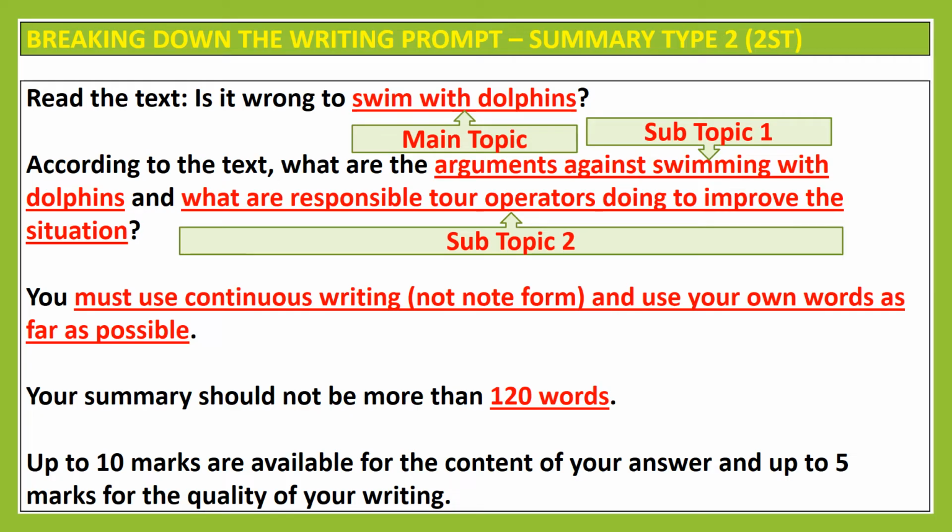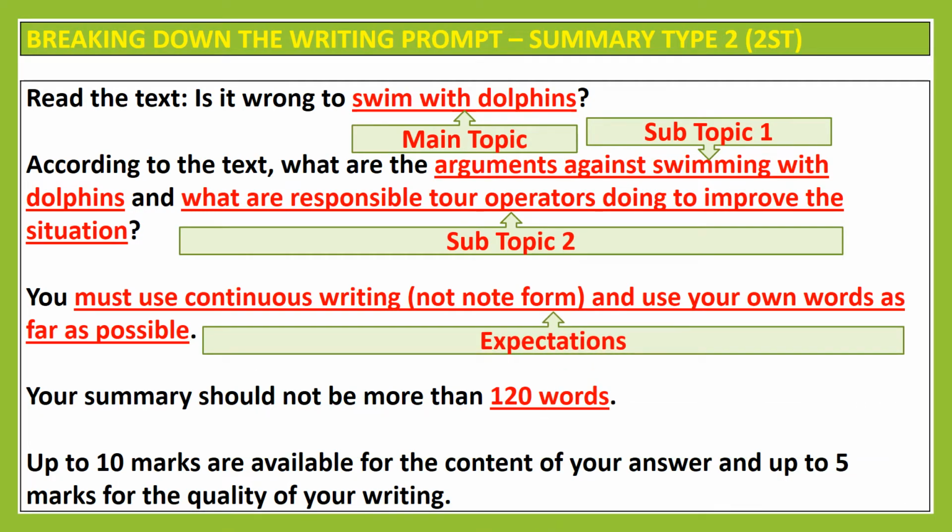Adhere to key expectations while writing your summary. Use continuous prose instead of note form. Paraphrase the content to express ideas in your own words as far as possible. Write your summary in standard handwriting. Ensure the length is between 100 and 120 words, typically occupying half to three-fourths of an A4 page.